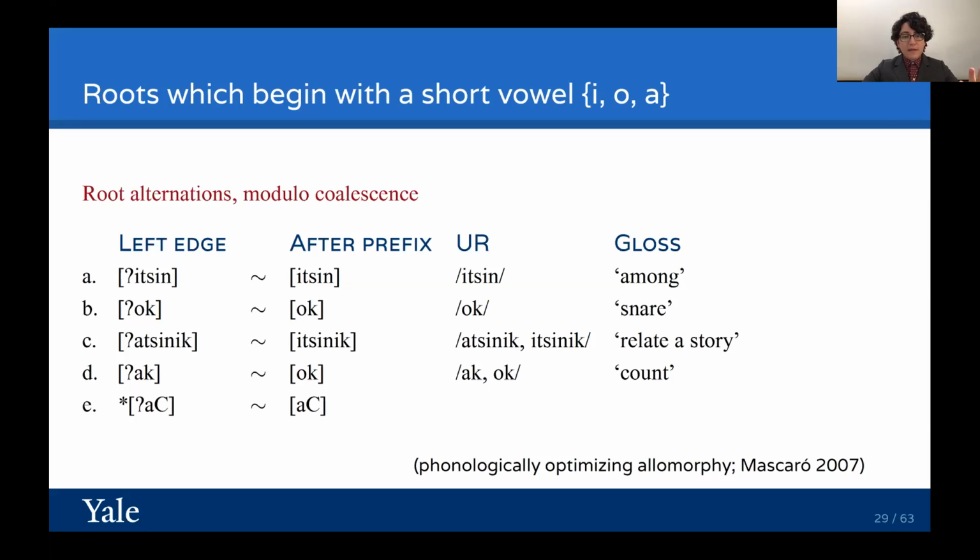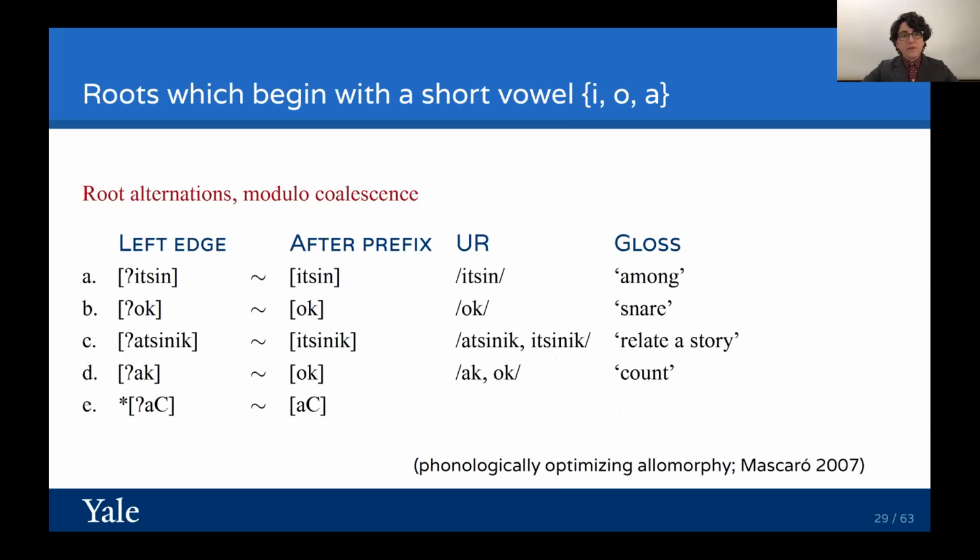Okay? So in this case, I won't go into the details of the analysis here, but I've assumed that these two forms are actually lexically listed in the lexicon, and that they are chosen via phonologically optimizing allomorphy.